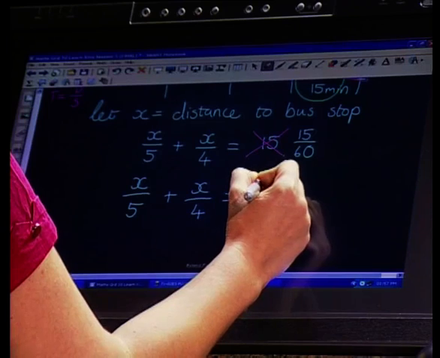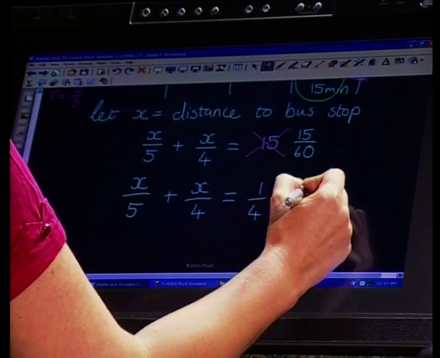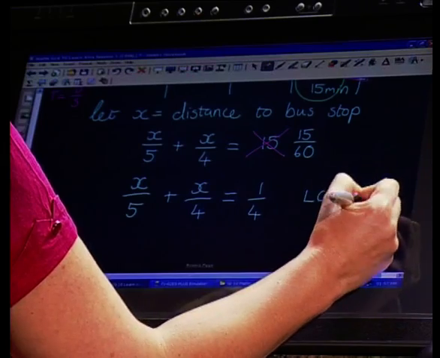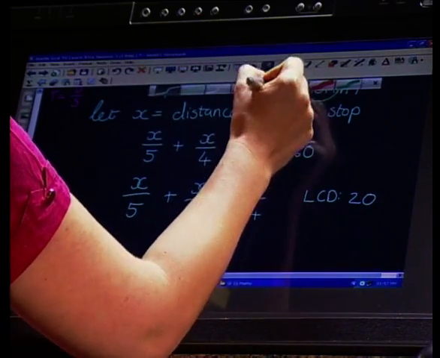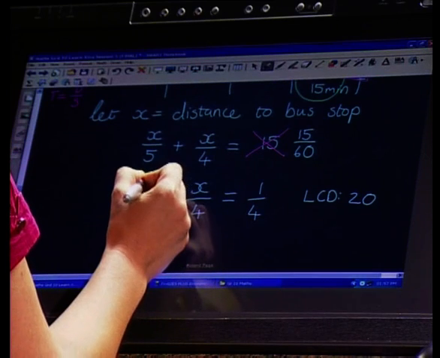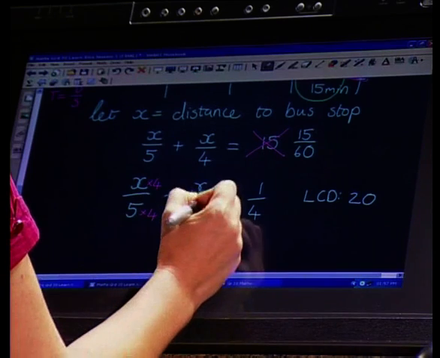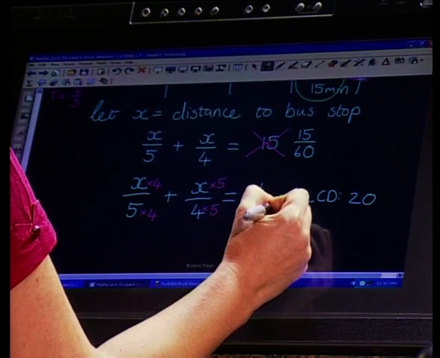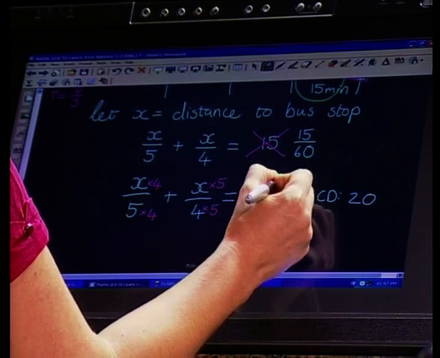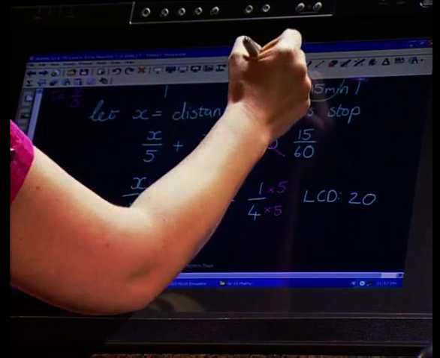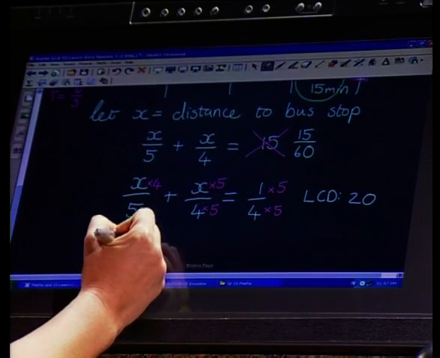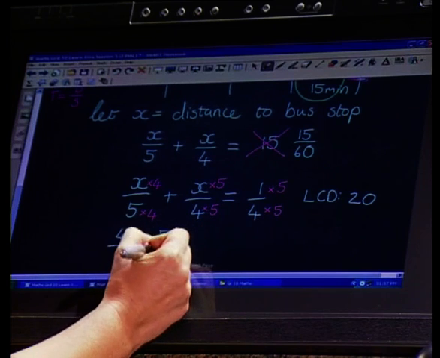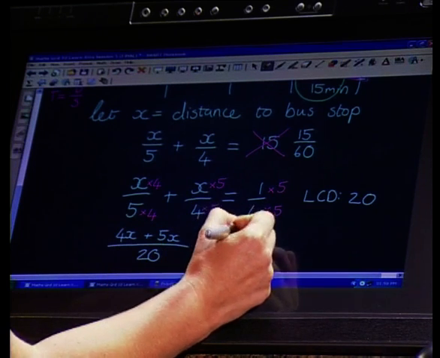And 15 over 60 is actually 1 over 4. So what is our lowest common denominator? If you said 20, you would be correct. How do I change 5 to 20? I'm going to multiply it by 4 and multiply the top by 4. How do I change 4? I'm multiplying it by 5. Same with the other denominator of 4. So now what I have is 4x plus 5x over 20 is equal to 5 over 20.